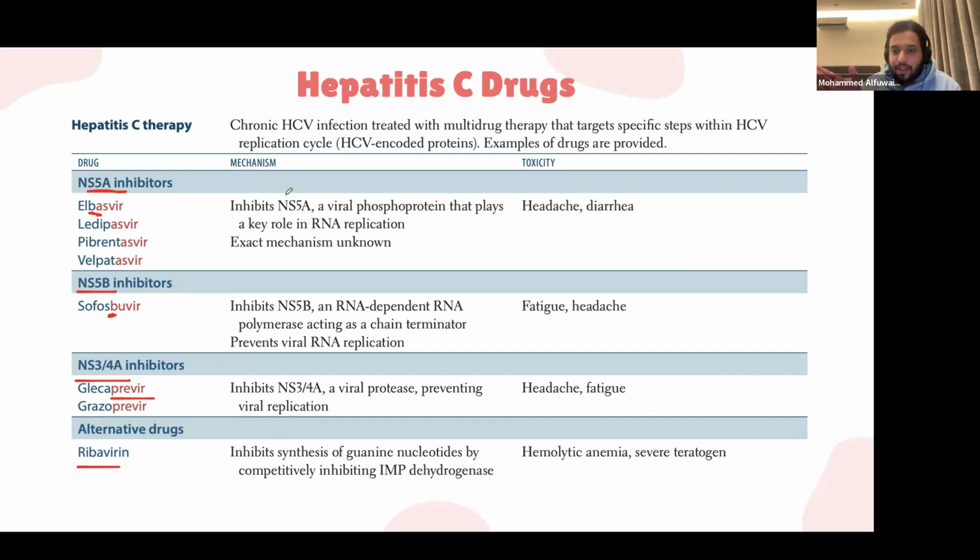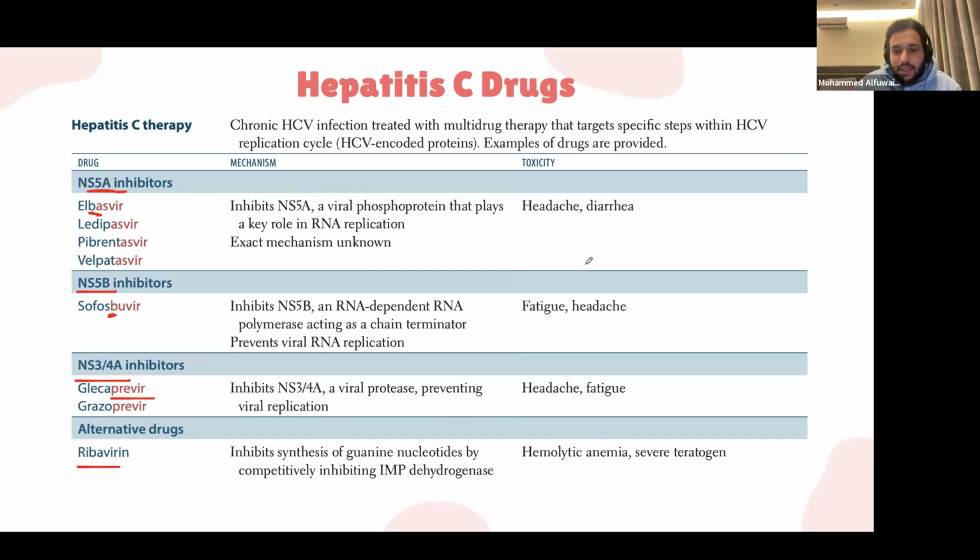NS5A, A, asvir, okay? NS5B, B, buvir, okay? NS3 or 4A, protease, okay, protease, P, previr, okay? Just easier ways to remember these drugs because honestly, it's very difficult, okay? Just know the mechanism of these.